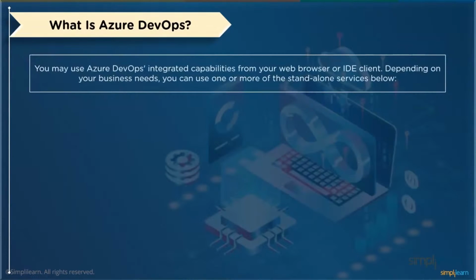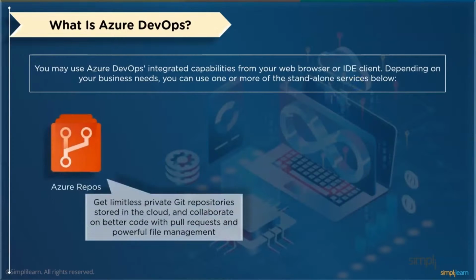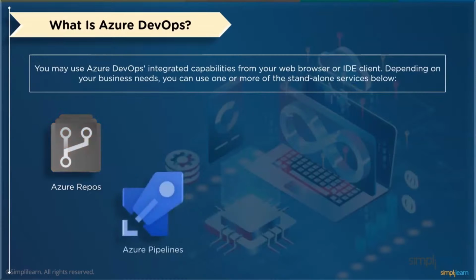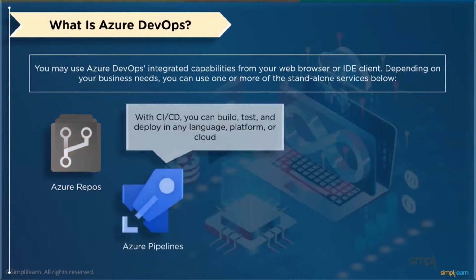You can use Azure DevOps services in the cloud or Azure DevOps Server on premises. Azure DevOps has built-in functionality that you may access via a web browser or an IDE client. Depending on your business needs, you can use one or more of the following standalone services. Azure Repos. So for source management of your code, Azure Repos offers Git repositories or Team Foundation version control. Azure Pipelines. Build and release services provided by Azure Pipelines to assist continuous integration and delivery of your applications.